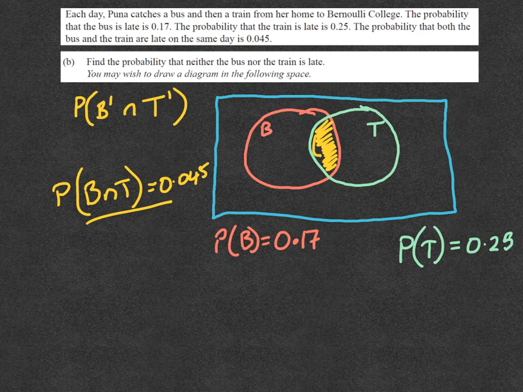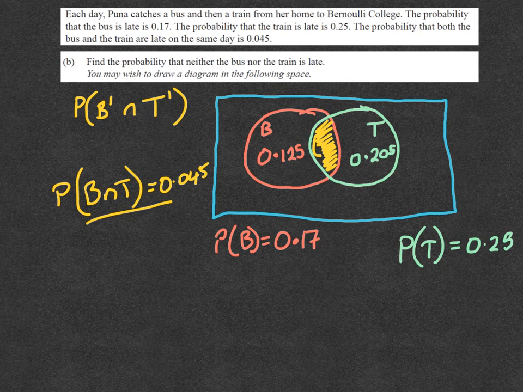Now, the probability of the train, on the other hand, being late, so this one here, is 0.25. So what about the train only? So if you go 0.25 minus 0.045, you find out that the probability of the train only being late is 0.205. Okay, and if we do the same with the bus, we go 0.17 minus the intersection. We just want to find this area here. Now, this will become clear in a moment, but that is 0.125.